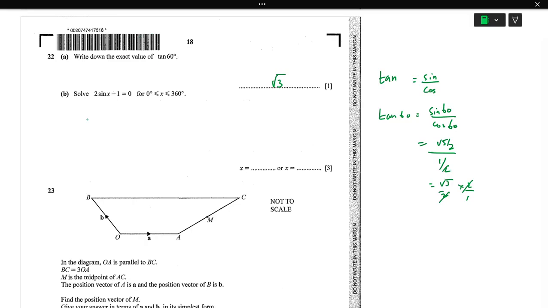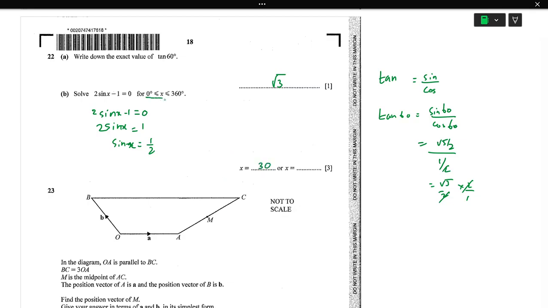Okay, so next one, 2 sine x minus 1 equal to 0. So 2 sine x equal to 1. Sine x equal to 1 by 2. Now we need to check the sine value when it becomes 1 by 2. Sine 30 is going to be 1 by 2.